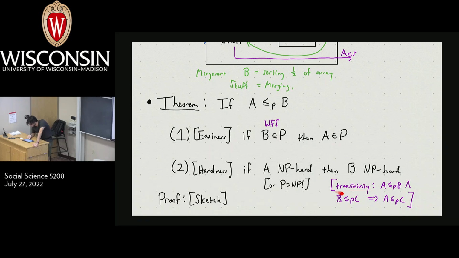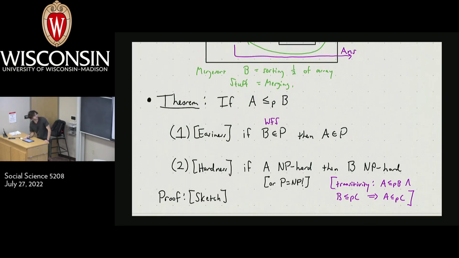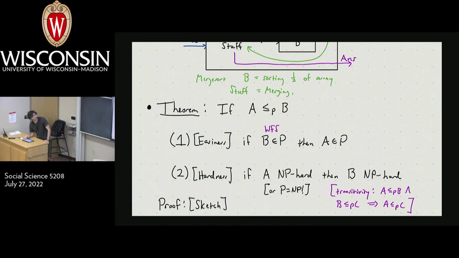And in general, just note that reductions are transitive. If A reduces to B and B reduces to C, then A also reduces to C. You can see that by basically composing the two reductions. If you had a function f converting problems of A to B and a function g converting problems from B to C, then f of g is going to give you a way to convert A to C. But not super important, just for your information.